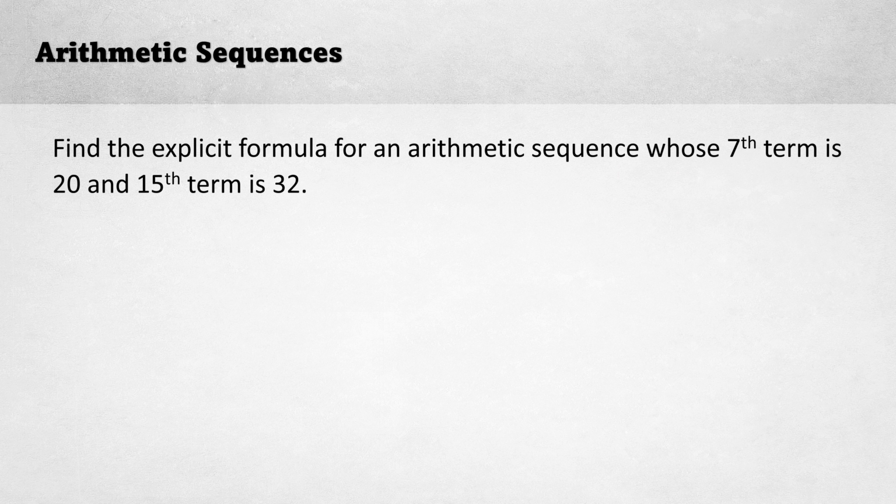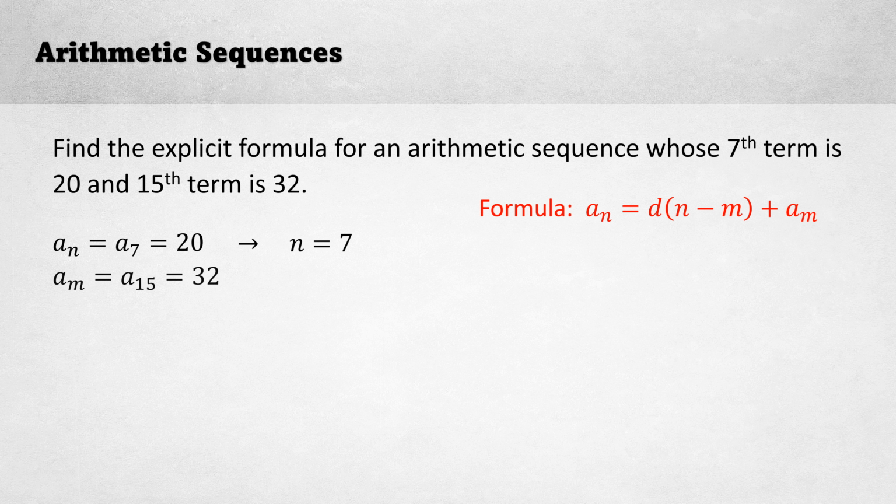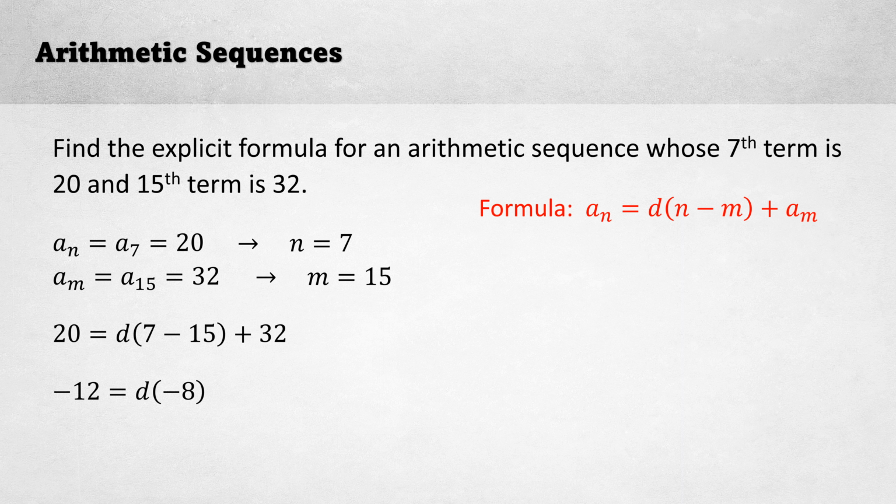Here's an example where we're asked to find the explicit formula for an arithmetic sequence whose 7th term is 20 and 15th term is 32. We know the formula for the arithmetic sequence. Let a sub n be the 7th term where n is 7, and a sub m be the 15th term where m is 15. Substituting these values into the formula, we get 20 equals d times 7 minus 15, then plus 32. In solving for the common difference, we get d equal to 3/2.